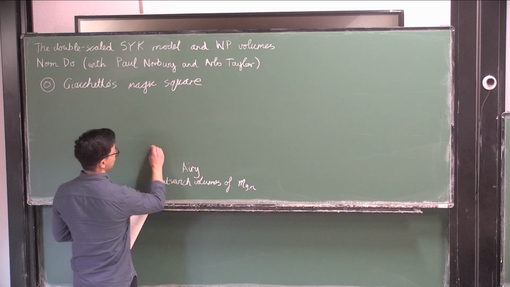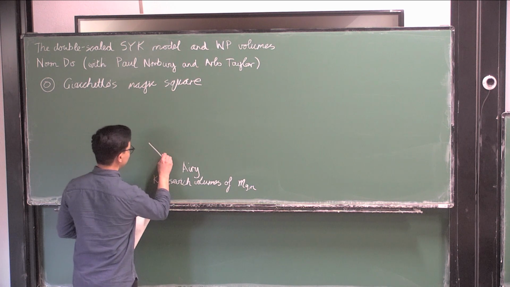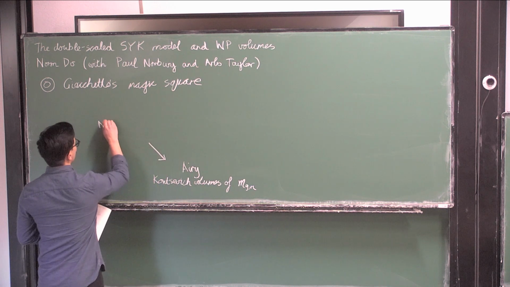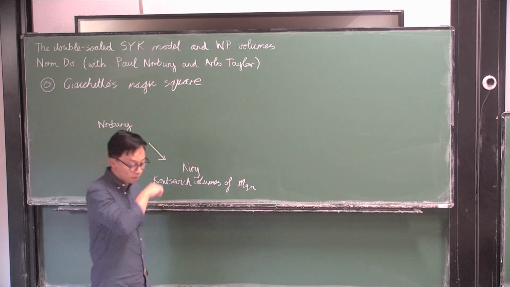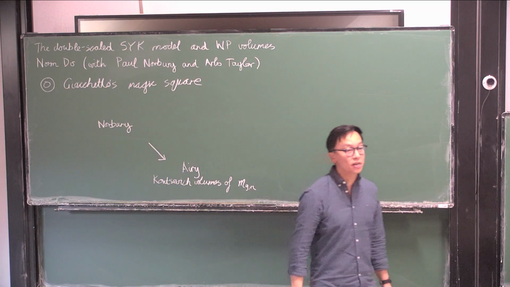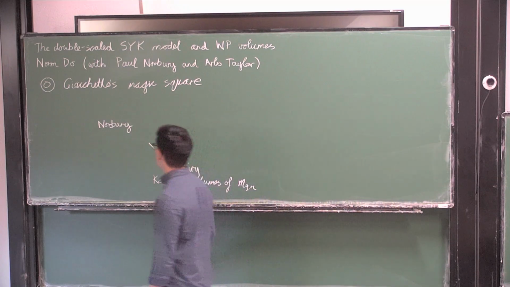What else do we have? Maybe I'll draw something over here. This is a well-studied spectral curve, but I'll use Norbury's viewpoint here, that there's this spectral curve which enumerates lattice points in the moduli space of curves.